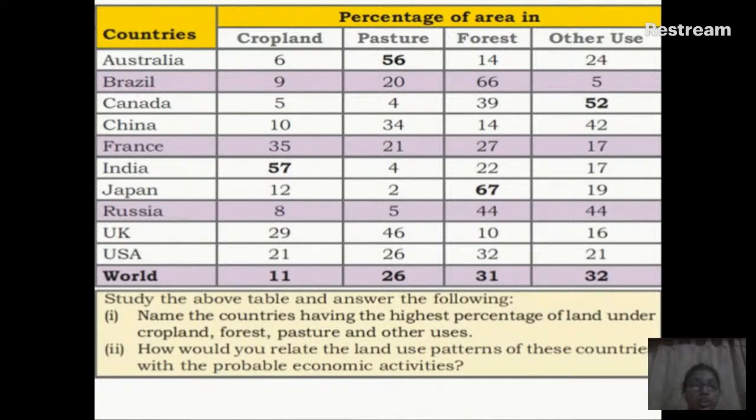I just told you what pastures are. 26 pasture means 26 land covered with grass and other low plants suitable for grazing animals, especially cattle or sheep. Okay. And forest is 31. Next is other uses, except cropland, pasture and forest. Other use in the world is 32. Okay.